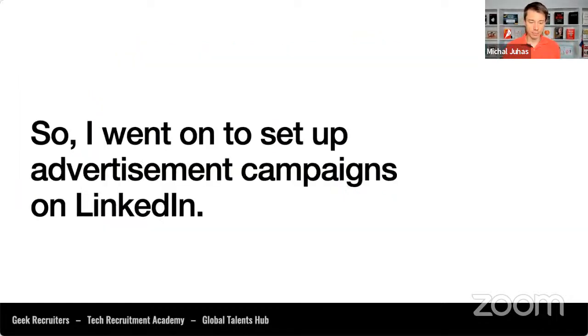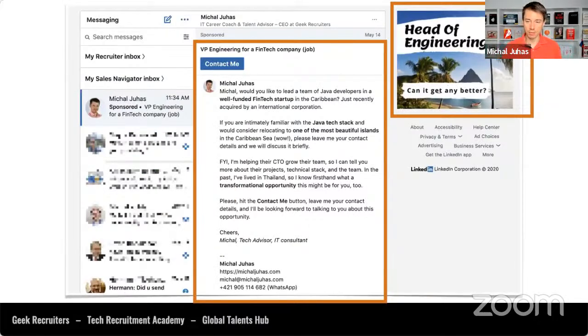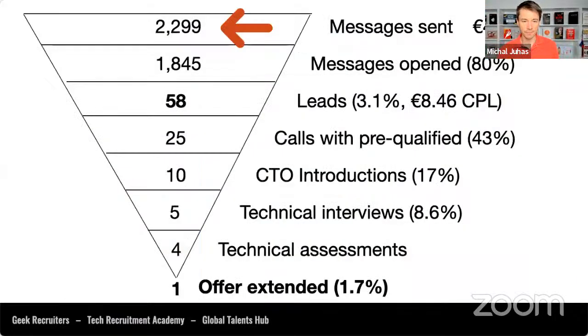So I went on to set up advertisement campaigns on LinkedIn. This is one of the campaigns. As you can see, 500 euros went to this campaign. It generated 58 leads. This was the campaign text, even with some nice image on the right-hand side, because on LinkedIn, the real advertising platform, you can also create some images and upload. LinkedIn was sending these messages to candidates. And as you can see, for 500 euros, it sent 2,300 messages. 80% of these messages were opened. 58 people applied. 25 people I had calls with.